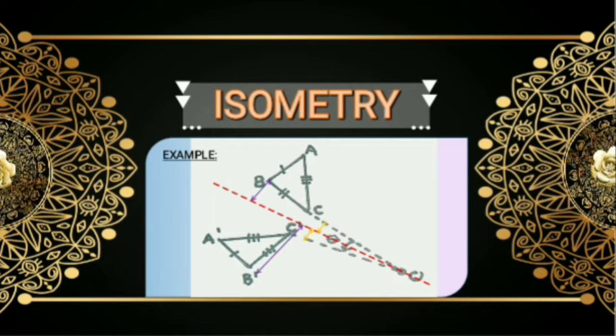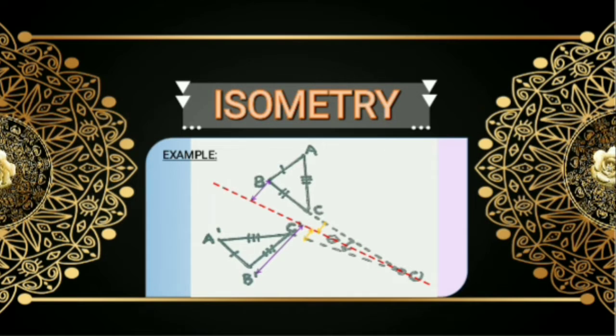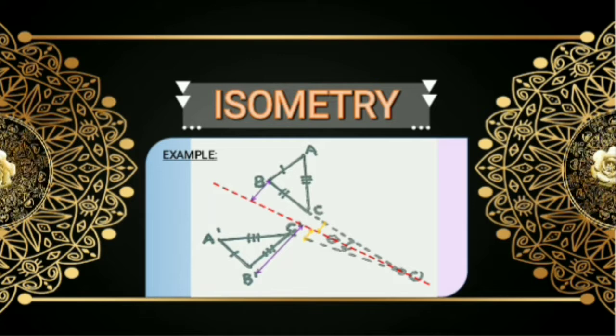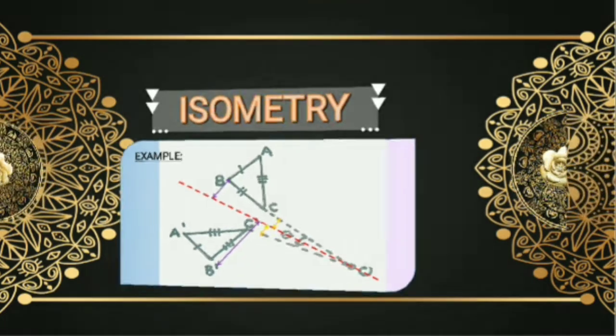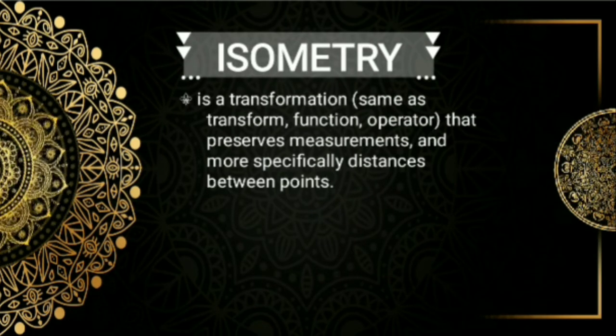So what we want is that an isometry preserves distances. In the case of this illustration, however far apart two points are before we apply an isometry, the images of those points will be the same distance away from one another after we apply the isometry. So an isometry is a transformation which preserves distances.